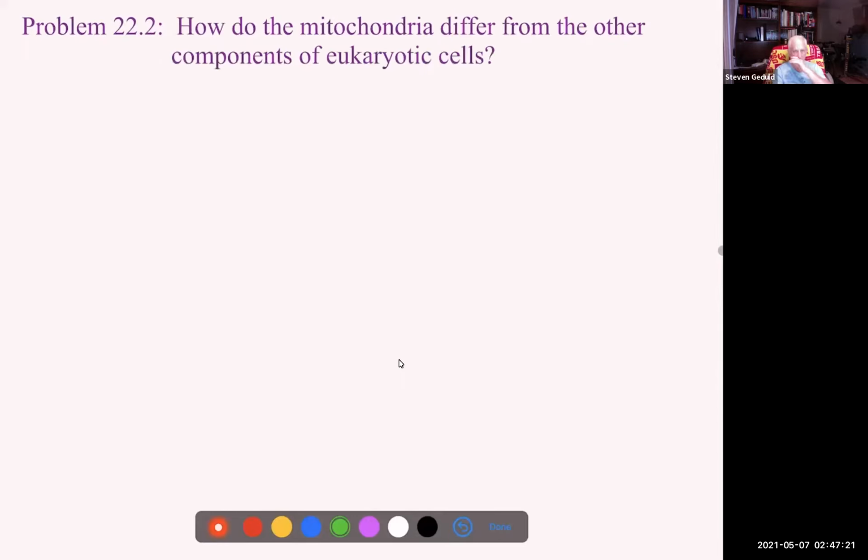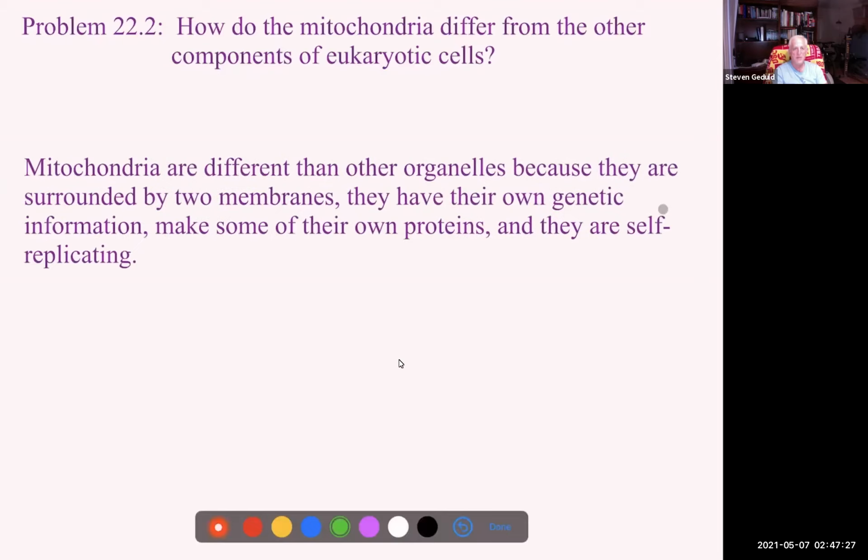How do the mitochondria differ from other components of eukaryotic cells? Mitochondria are different from other organelles because they are surrounded by two different membranes. They have an inner membrane and an outer membrane. They have their own genetic information actually inside the mitochondria. So they make some of their own proteins and they're self-replicating.